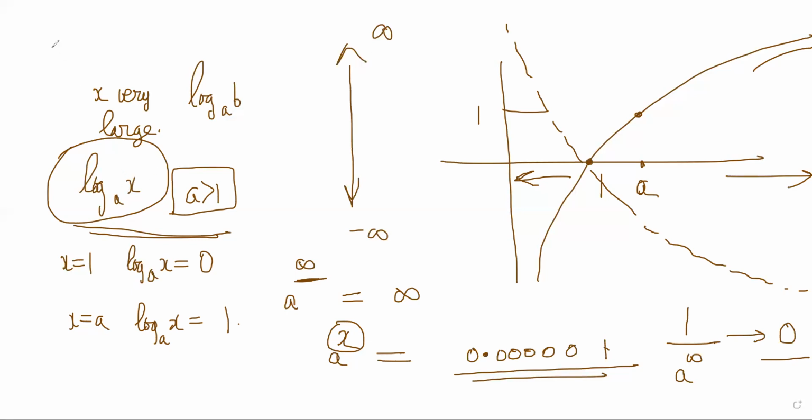But what you have to be careful about is inputs. x has to be positive, a should be positive, a should not be 1. These are the 3 things.